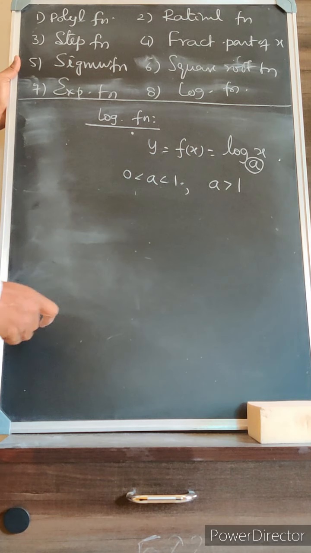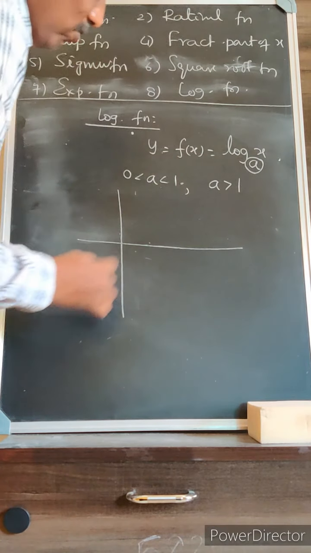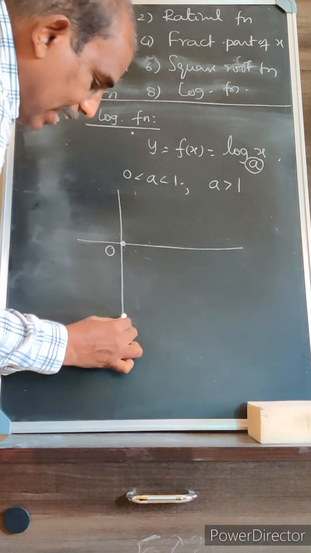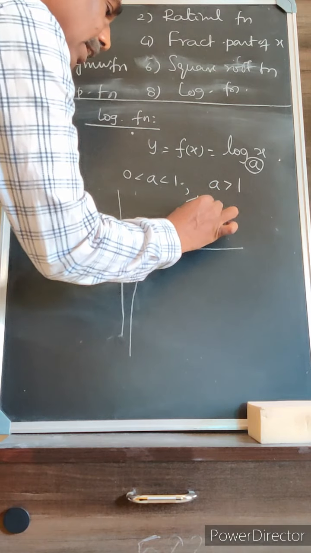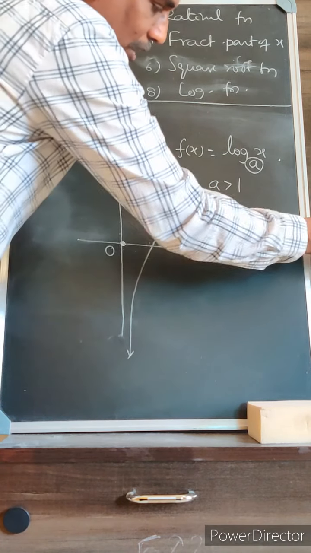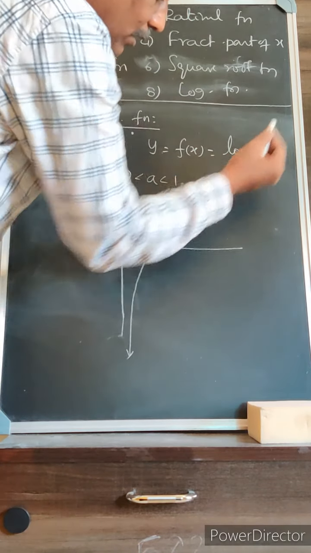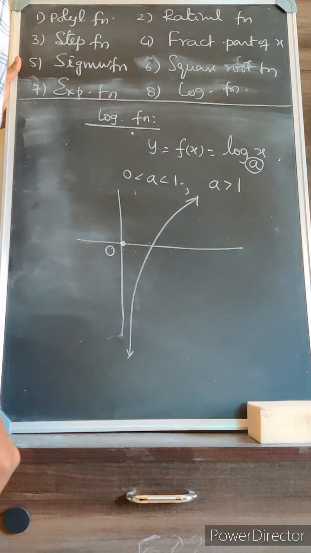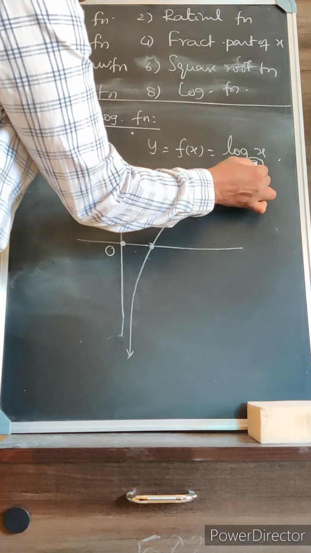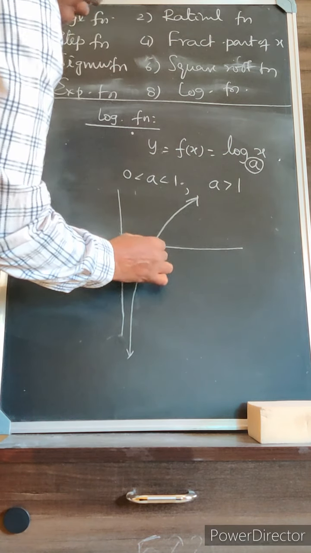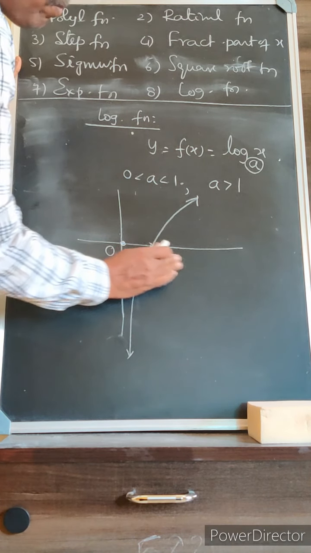for different a values. When a is greater than 1, the logarithmic function is an increasing function. So the graph comes from here and it goes like this. As x values are increasing, y values are also increasing. As x increases, if y also increases, it is the nature of an increasing function. When x is a, log a base a equals 1. When x is a, y is 1. Like that it will go.